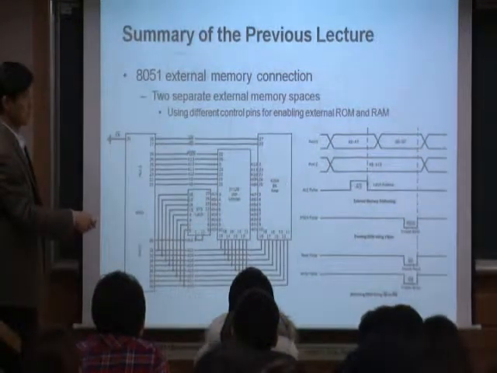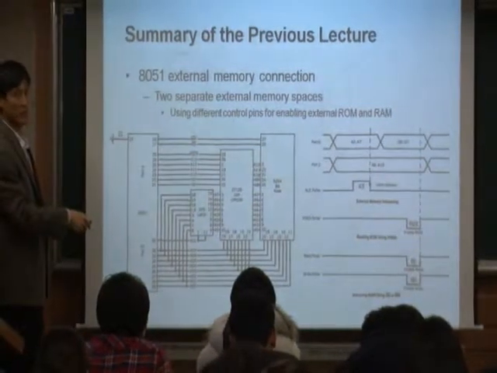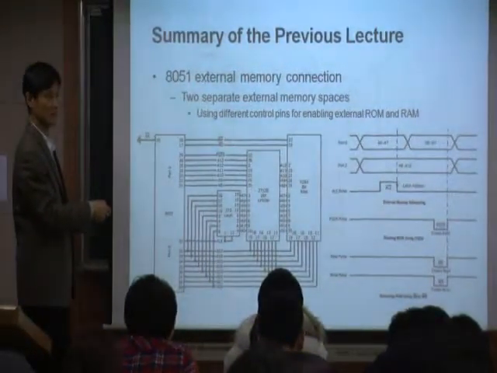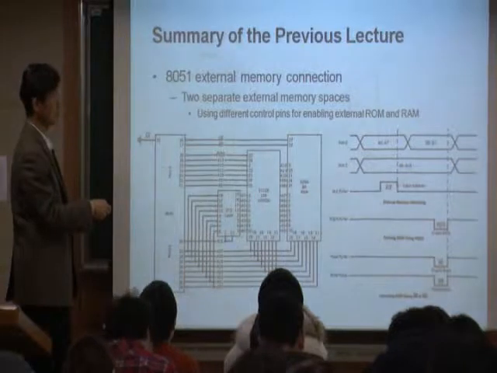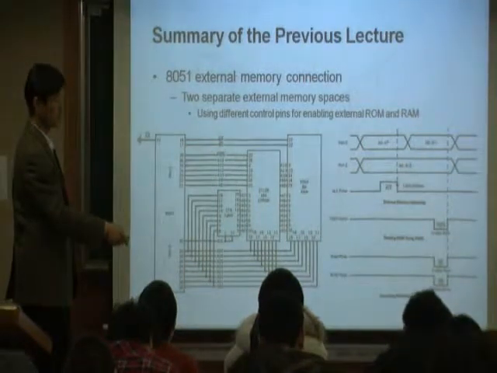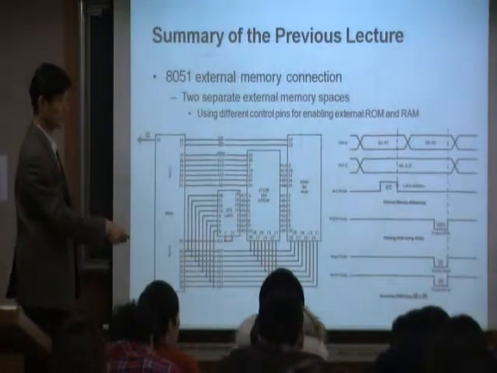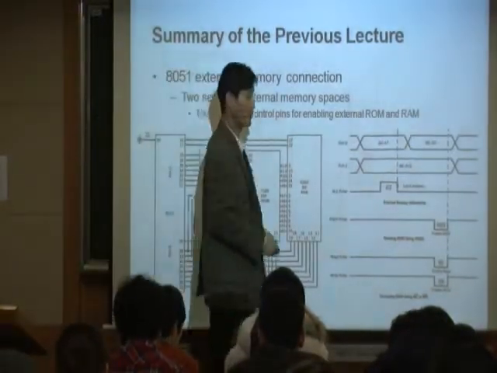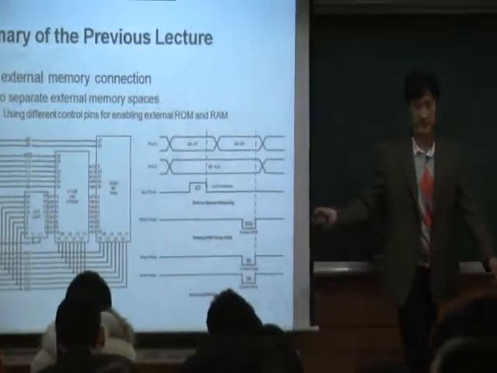Since this one, RAM, is read-write memory, it can read or write, right? So depending on reading or writing, you want to activate a different signal. But this one is ROM, so you can only read. So we only have a PSEN.